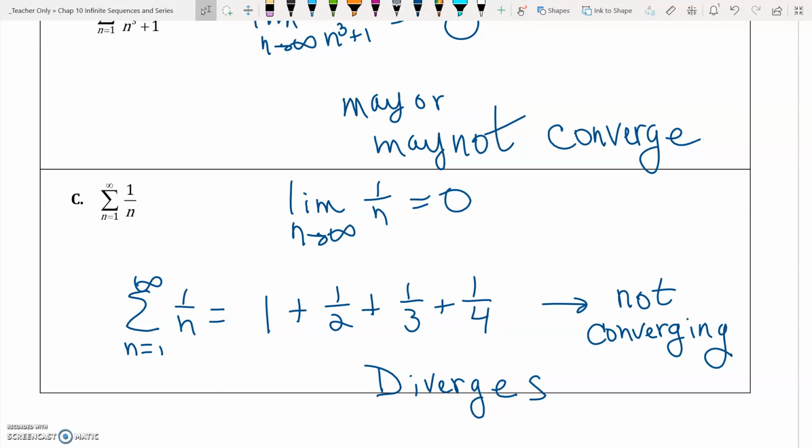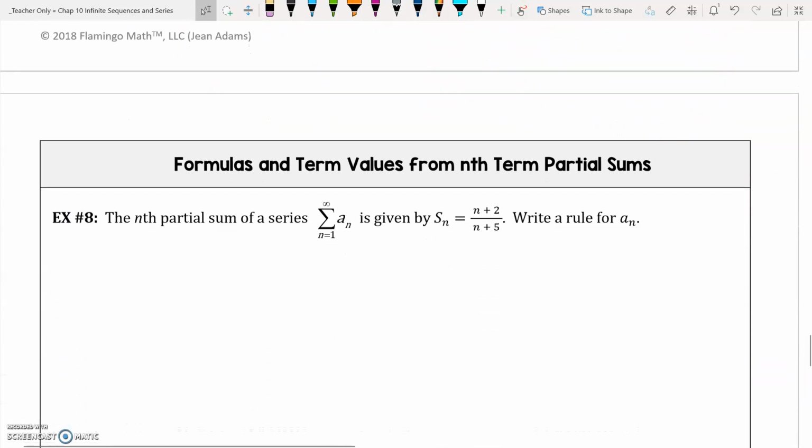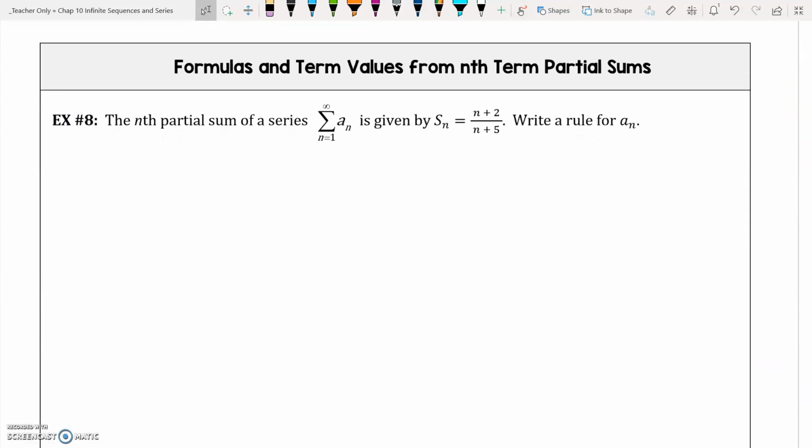And then finally, we have a couple formulas, and these formulas find term values from the nth partial sum. So in other words, what we're going to do is work backwards. If we know what the nth partial sum is, is there a way to find a sub n? This is a pretty common problem, and there's a little trick to it. So we're going to talk about that.